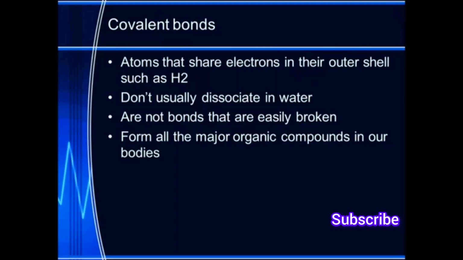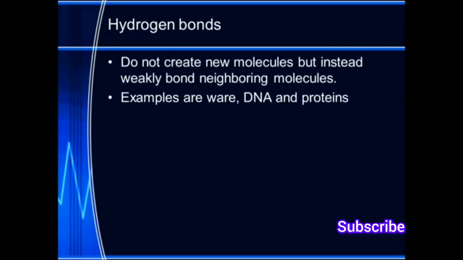Covalent bonds. Atoms that share electrons in their outer shell, such as H2, are covalently bonded, and this bond is a tight one. It doesn't usually dissociate in water, they're not easily broken, and they form all the major organic compounds that are in our bodies. Hydrogen bond is another type of bond, and it does not create new molecules, but instead it's a weak bond between neighboring molecules.